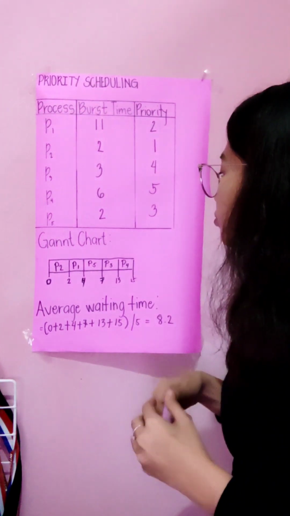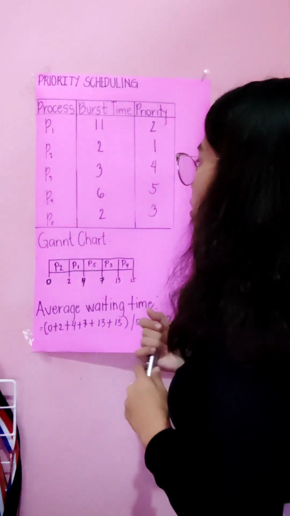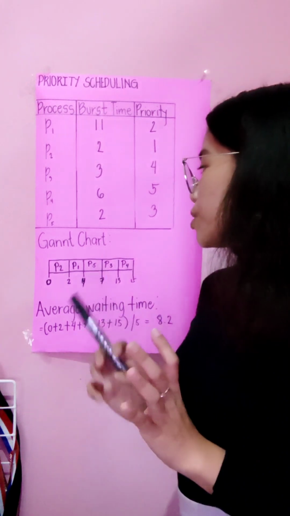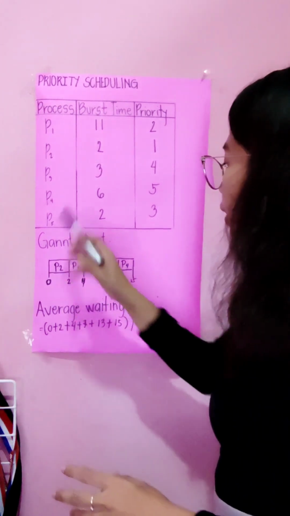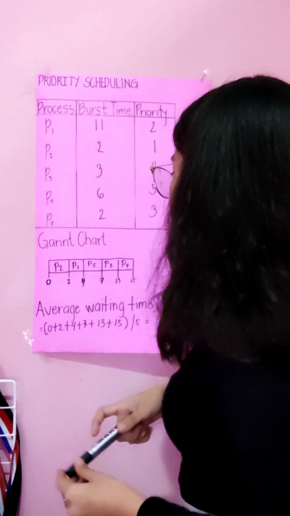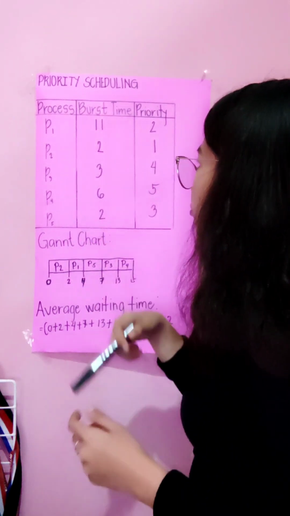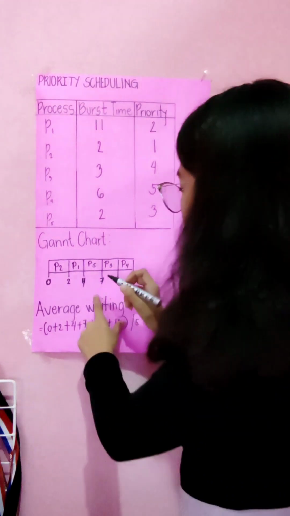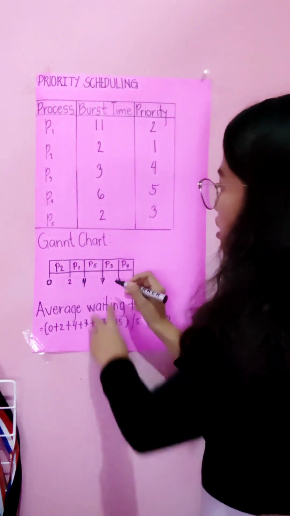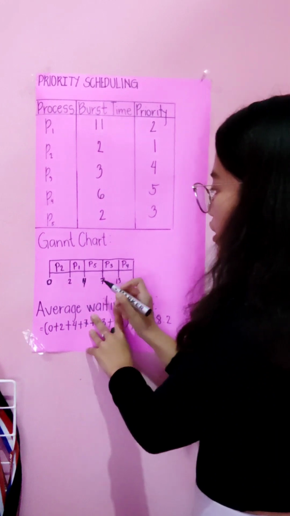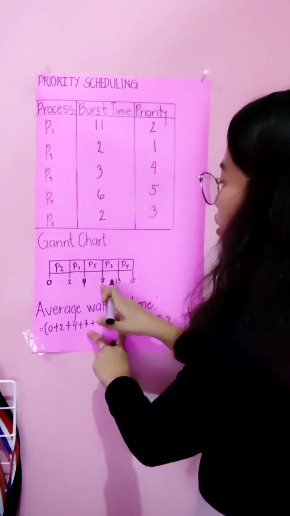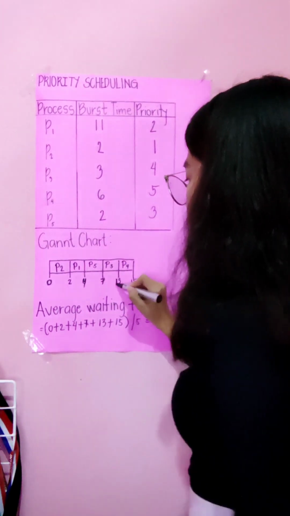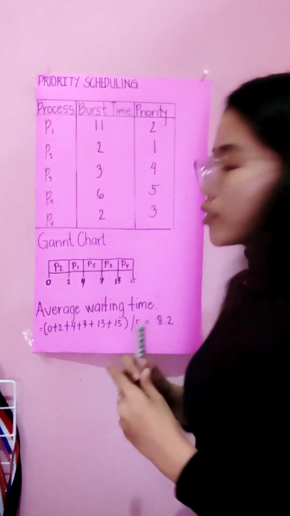For the process 4, it has a 6 burst time, which is the waiting time. Then I just add the waiting time of P3 to the burst time of P4. So the answer is 13.